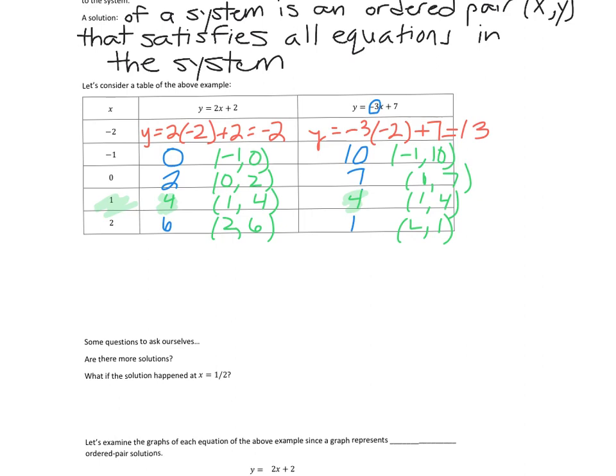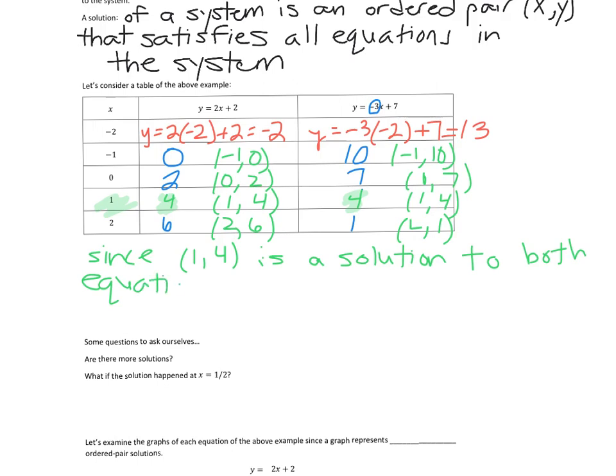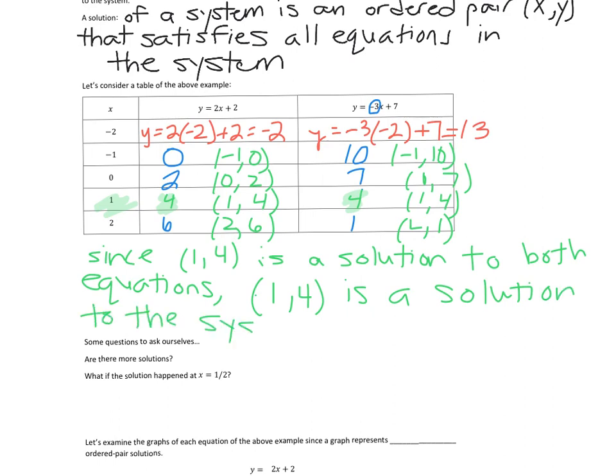So let's write that out. Since (1, 4) works with both equations, we say that it's a solution. (1, 4) is a solution to the system. All right, so that's how we would solve it. We would say (1, 4) is a solution to the system.